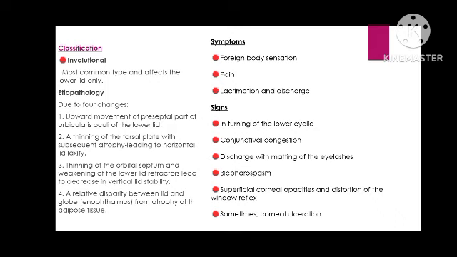The main symptoms and signs are as follows. Symptoms: foreign body sensation, pain, lacrimation, and discharge. Signs: the lower eyelid is turned in, conjunctival congestion and discharge, blepharospasm may also be seen, and superficial corneal opacifications can result and sometimes corneal ulceration is diagnosed.